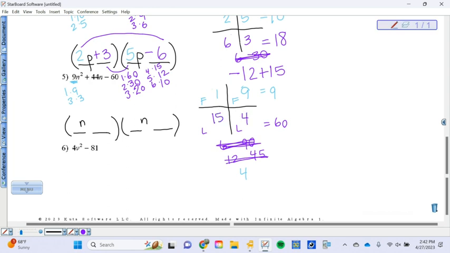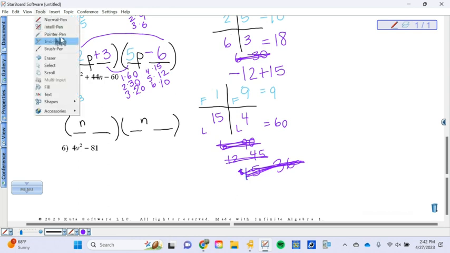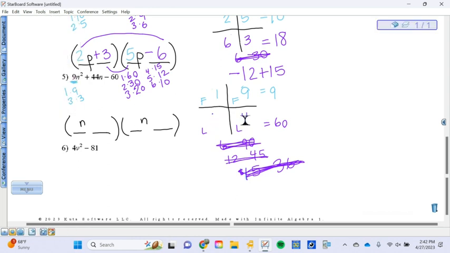15 and 4. 1 times 15 is 15. And 9 times 4 is 36. No, that's not going to get us there either. I'm going to give you a hint. 1 and 9 is good. Okay. It's 40. 6.